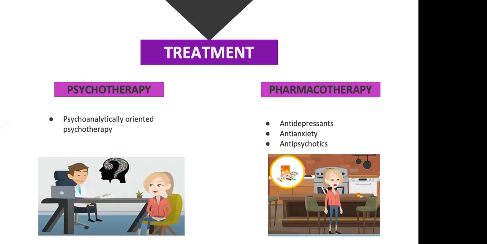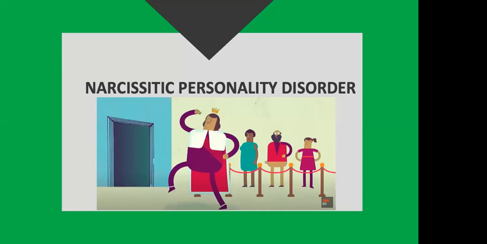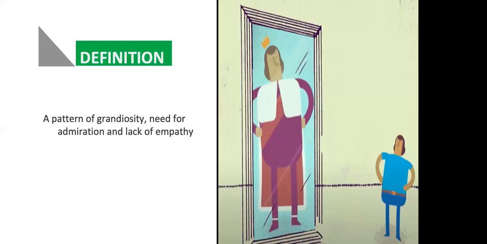Next. Okay, treatment. Basically, we have psychotherapy, so basically psychoanalytically oriented psychotherapy, and pharmacotherapy. We give antidepressants, anti-anxiety, and antipsychotics to control the symptoms. Okay, next. Okay, so the last personality disorder under cluster B is narcissistic personality disorder. Next. So it is a pattern of grandiosity, need for admiration, but lack of empathy.